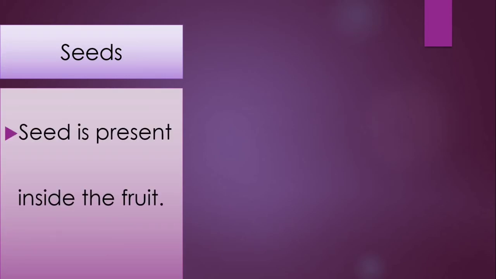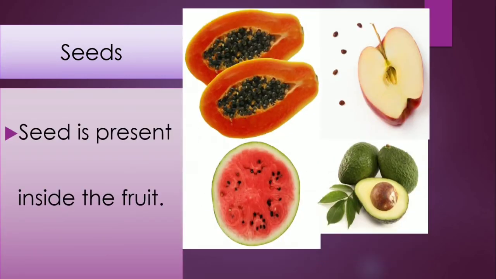Seeds are present inside the fruit. Inside the fruit, we can observe seeds. Some fruits contain only one seed and some fruits contain many seeds. Like this, the number of seeds varies from one fruit to another fruit.